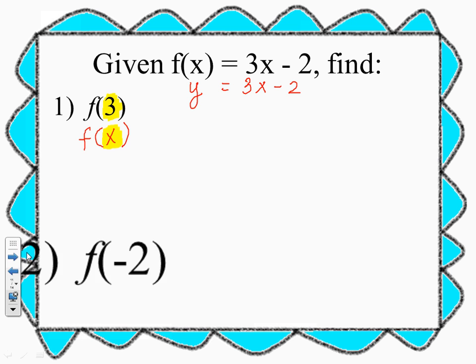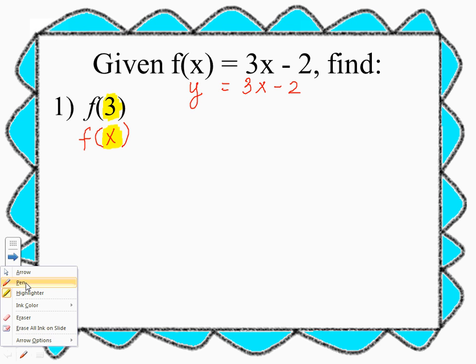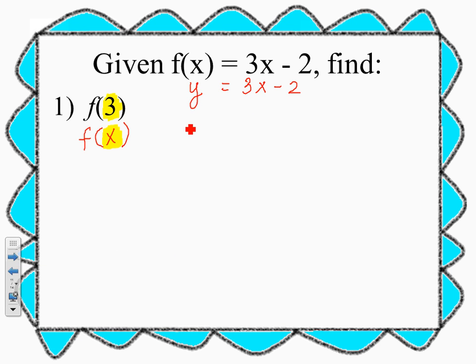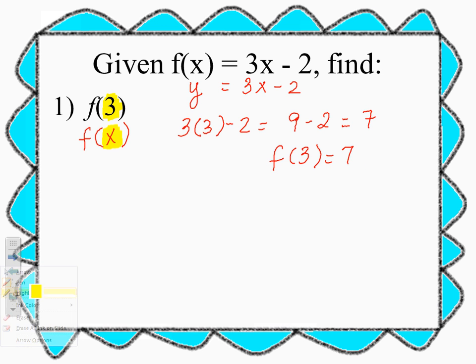So all you have to do is go ahead and plug it in. Okay, so that would be 3 times 3 minus 2. 3 times 3 would be 9, minus 2 would be 7. So f of 3 equals 7. To evaluate. Same thing as evaluate.